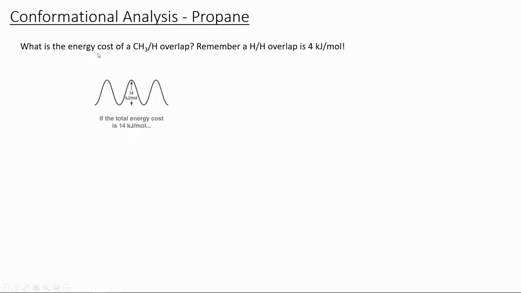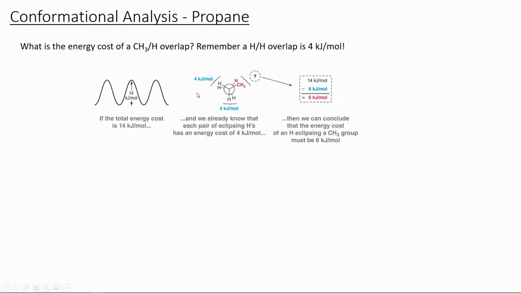So what is the energy cost of a methyl group hydrogen overlap? Well, a hydrogen-hydrogen overlap was 4 kilojoules per mole, and so our total is going to be 6 kilojoules per mole for the methyl group.